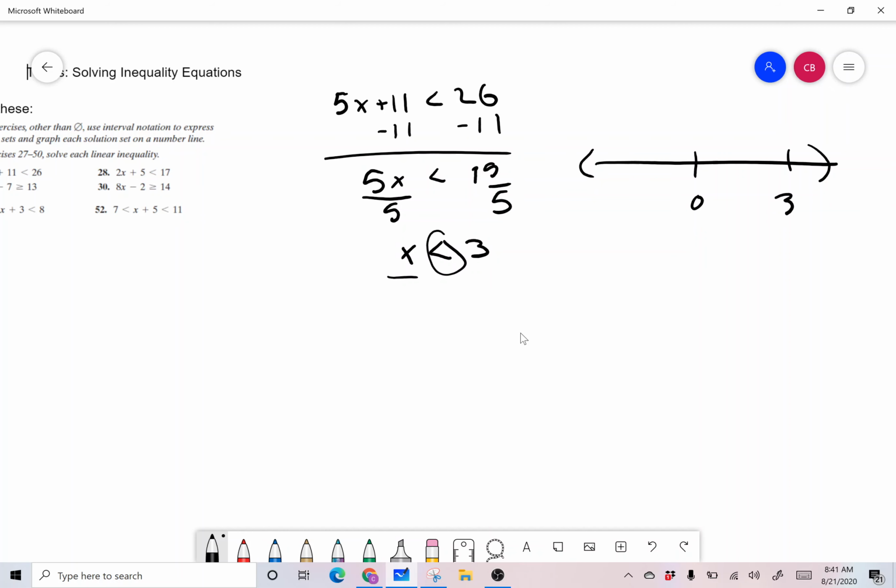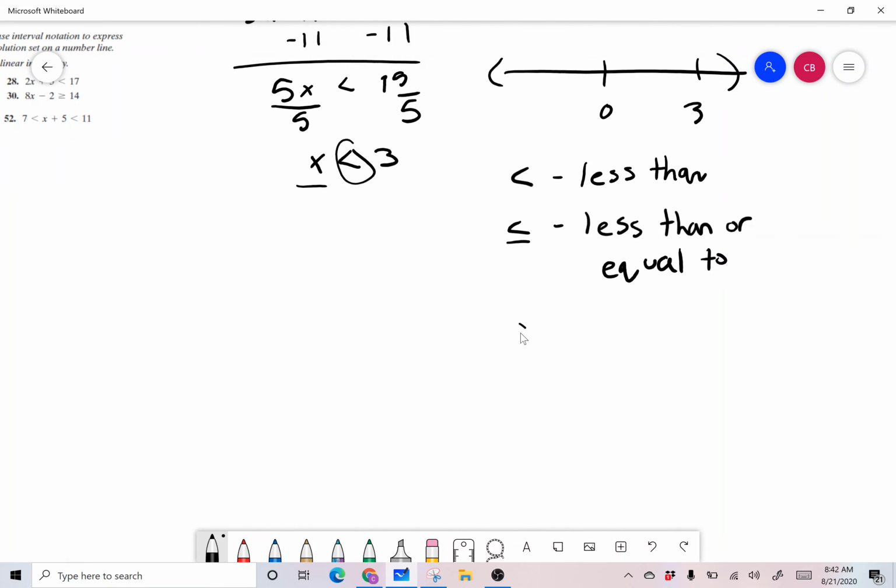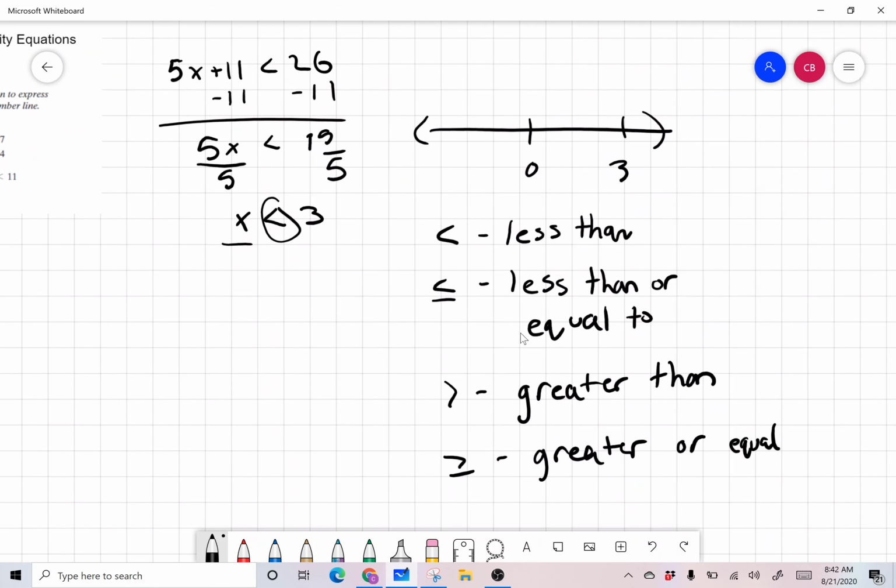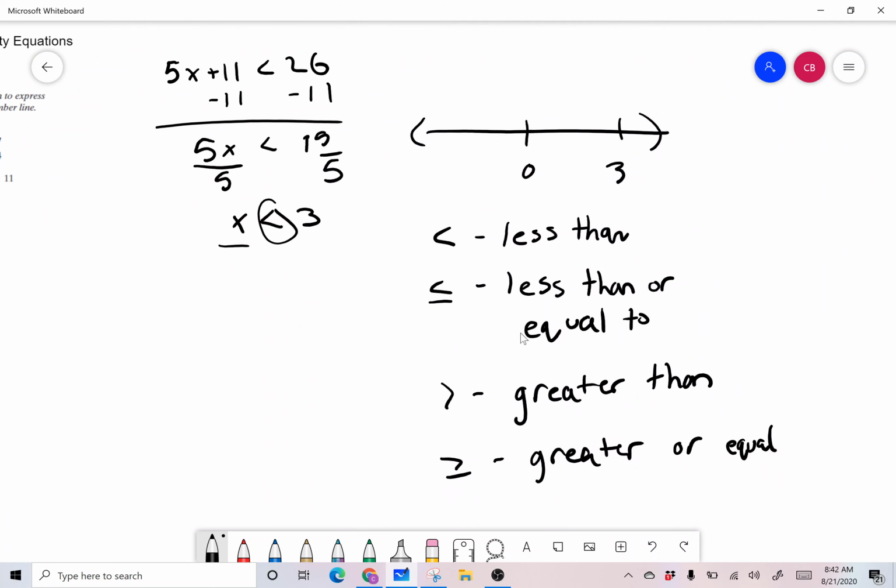So there are 3 outcomes, or 2 different outcomes. Well, I guess technically 4, but we have less than, less than or equal to. You have greater than, and greater than or equal to. Okay, so I'm not going to write equal to. So this one is clearly less than.